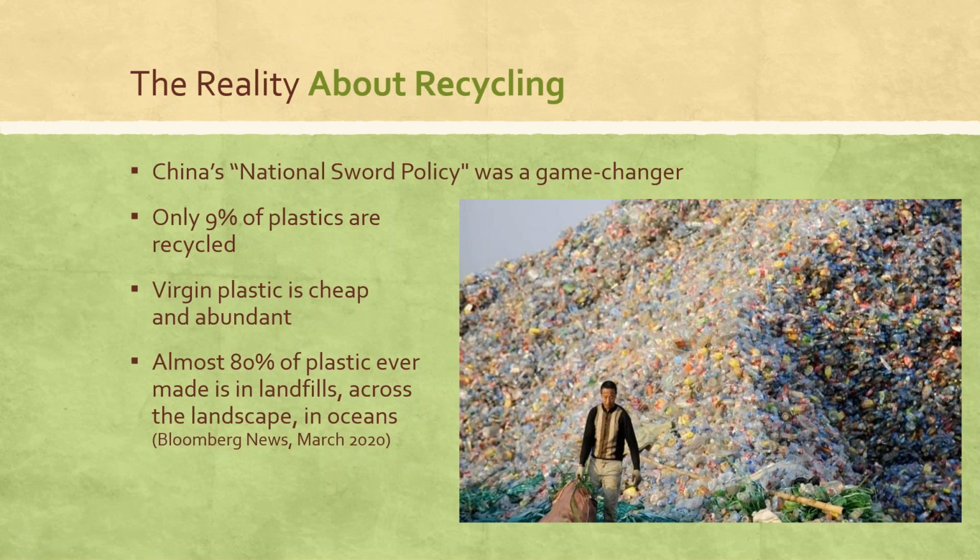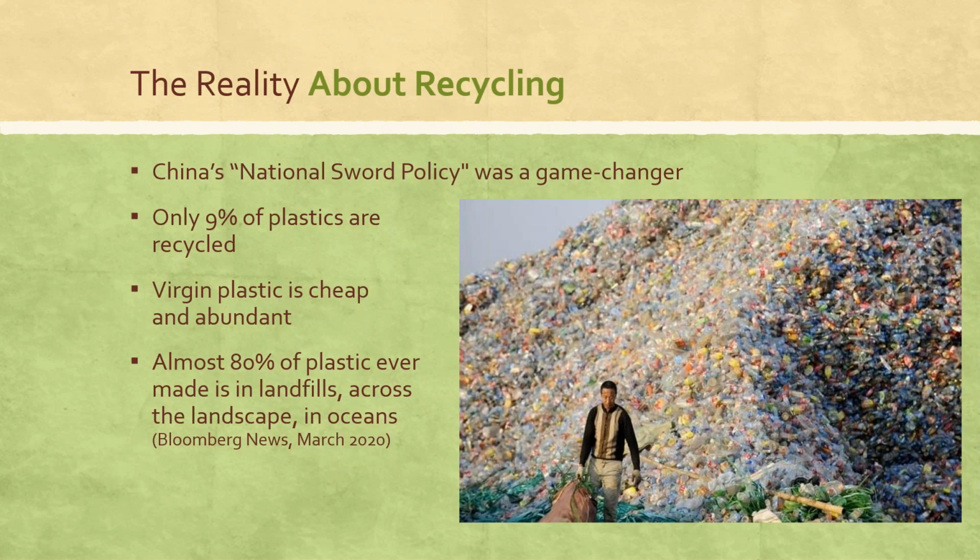The US used to export 70% of our plastic waste to China. And then China instituted their National Sword policy. It was something we were aware of for a number of years, but we simply didn't implement the infrastructure to do our recycling here domestically. The reality is today that only 9% of plastics are recycled, and virgin plastic is cheaper than recycled plastic. It's not only cheaper, it's more abundant, and it's heavily promoted by the petroleum industry.